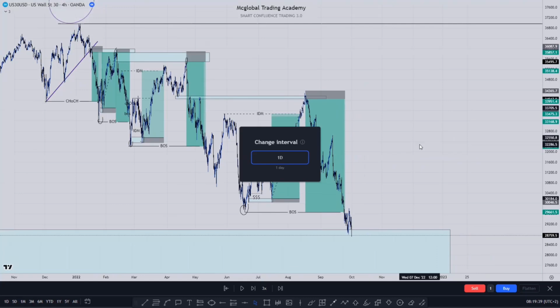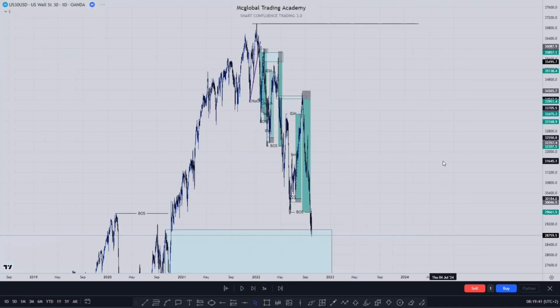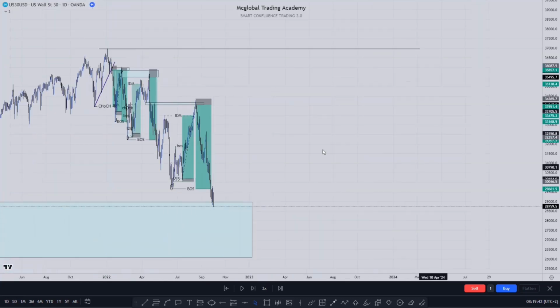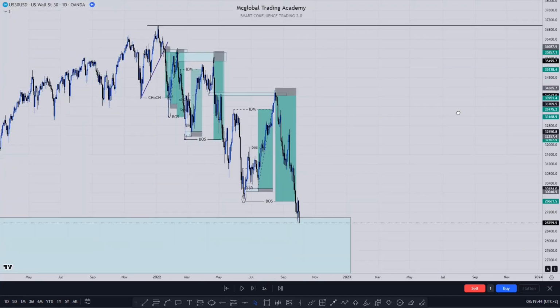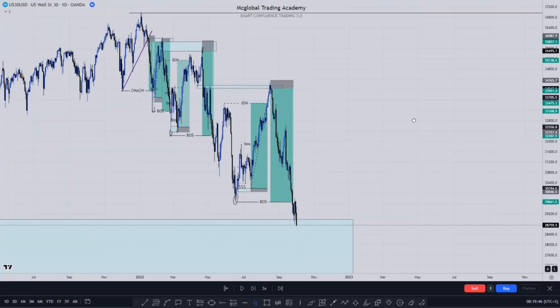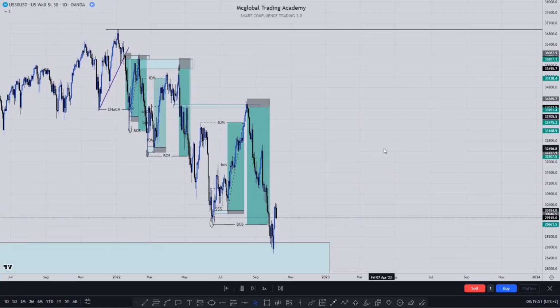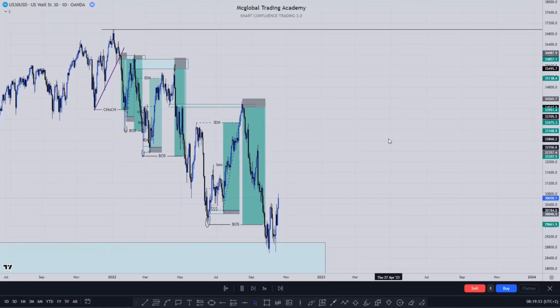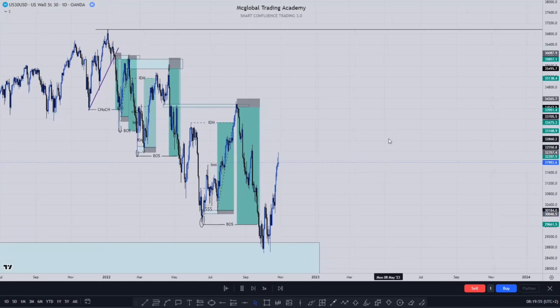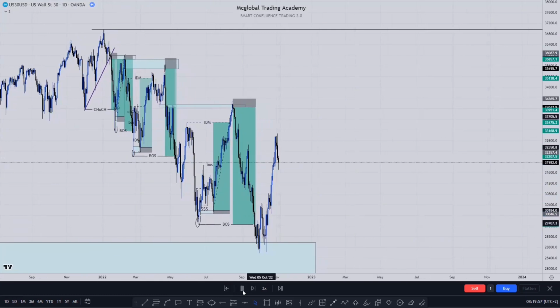So the most important thing is for you to always make sure that your analysis on the higher time frame like this is at your fingertips. Make sure that it's always at your fingertips. That higher time frame analysis is so key because the lower time frames, as I said, carry a lot of noise if you're not careful.